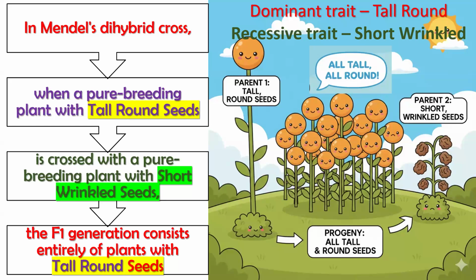Now, here what happened in Mendel's dihybrid cross? A tall, round seed was cross-pollinated with a short, wrinkled seed. Again, the result was all tall and round. So tall and round is the dominant trait here, and the recessive trait is short, wrinkled. So here the F1 generation is all tall, round.